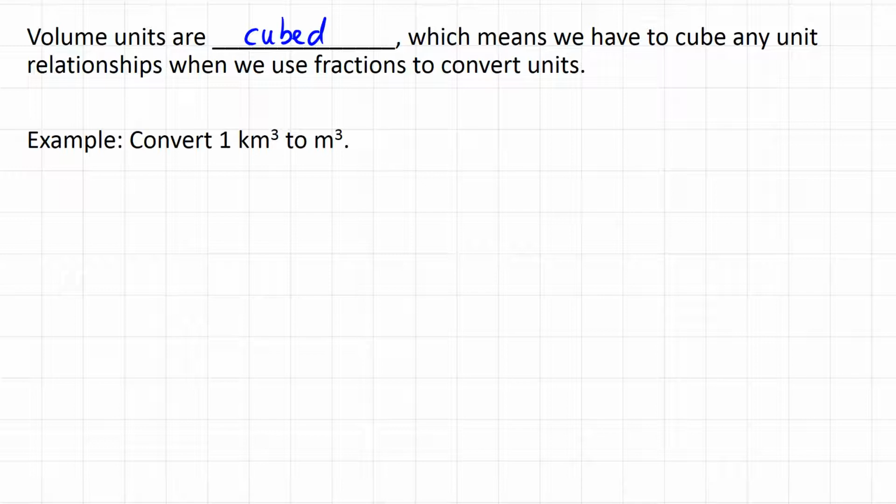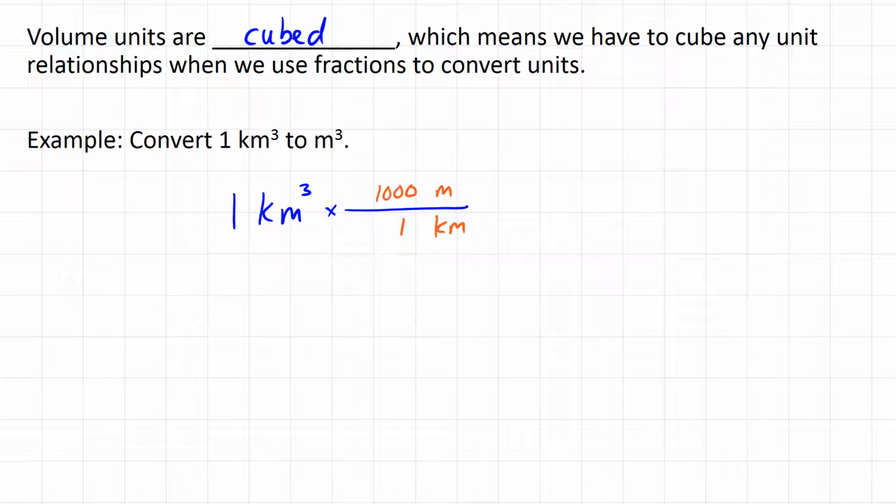So we're going to convert 1 cubic kilometer into meters cubed. And so we're going to set this up just like how we would set up linear unit conversions and even area unit conversions before. So we're going to multiply by a fraction with the unit we want to get rid of, which is kilometers on the bottom, and the unit we want to be left with on top, which is meters. And we look up that relationship and we find that there's 1,000 meters for every 1 kilometer.